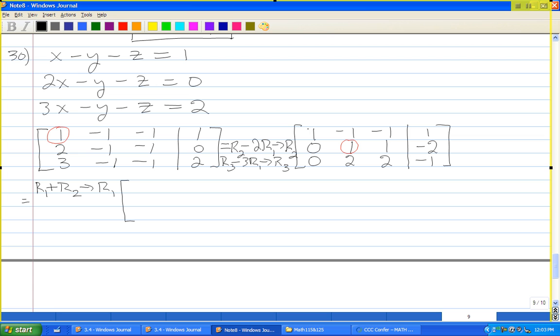So 0 plus 1 is 1, 1 minus 1 is 0, 1 minus 1 is 0, and that's why I like that. And negative 1 plus 1 is 0, negative 2 plus 1 is negative 1. Let me keep the pivot row. Now I want to make what's below it equal to 0. So let's take the third row, subtract from it 2 times the second row, to give me a new third row.